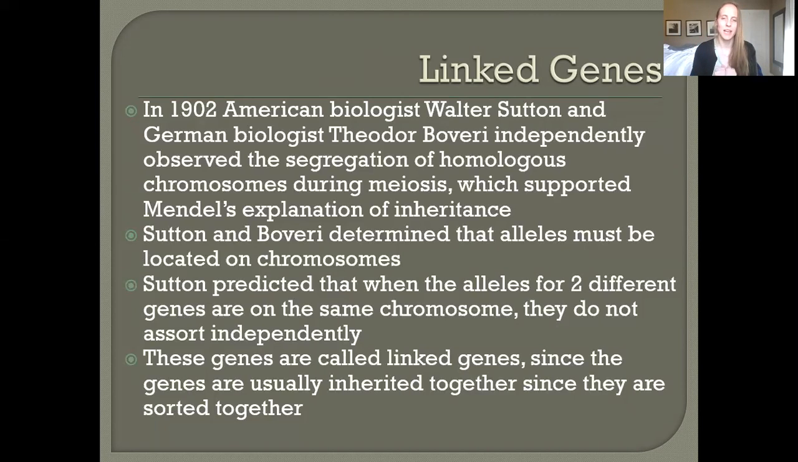Sutton then predicted that when two alleles for two different genes are on the same chromosome, they won't assort independently. So those genes won't be just randomly shuffled into different gametes. Because they're on the same chromosome, those two different alleles would be inherited together. Those genes are what we call linked genes. Like I said, they're usually inherited together.